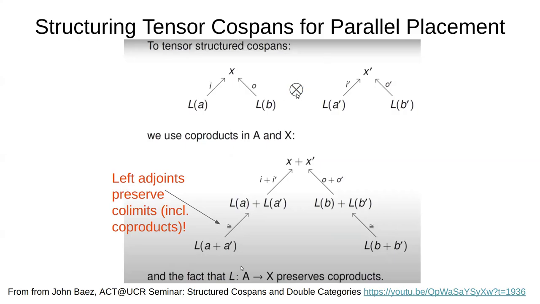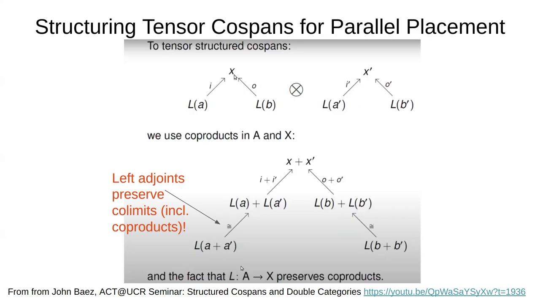And we're going to interpret tensor as that, okay? So when we tensor things, when we put down structured cospans, we're going to take the co-product of their pieces. Now watch this. This is going to be a key thing, okay? So we're going to take the co-product of these two cospans, okay? Okay, so let's get going.